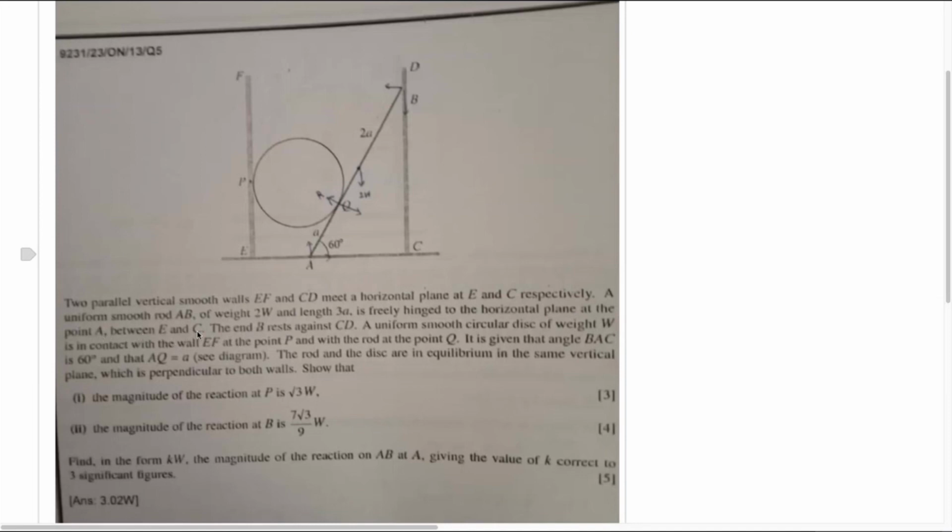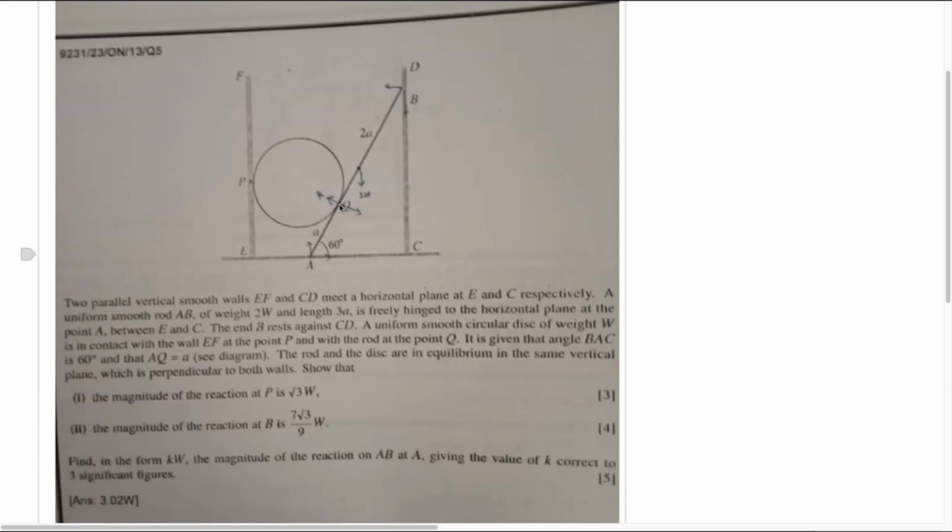between E and C. Okay, and the end B rests against CD, which is here. A uniform smooth circular disc of weight W, this one, circular disc, is in contact with the wall EF at the point P, which is here, and with the rod at the point Q, which is here.